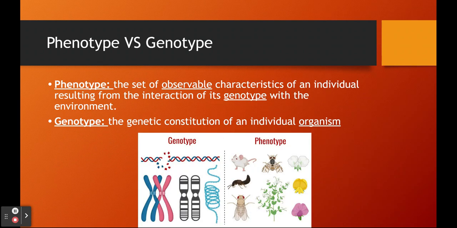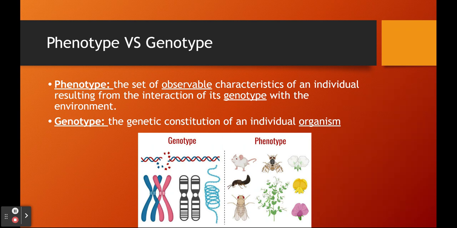Okay, so phenotype versus genotype. When I say phenotype, I am talking about what do you see? The observable characteristics. What are you physically seeing? Are you seeing a white flower, a yellow flower, a pink flower? Are you seeing a black mouse, a white mouse? Are you seeing Drosophila flies? Are you looking at red eyes? Are you looking at black eyes? What is the color of their eyes? These are all things that you can physically see.